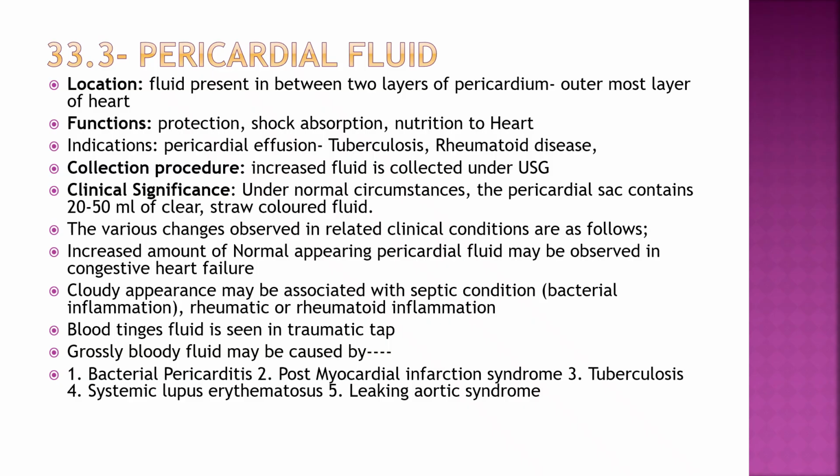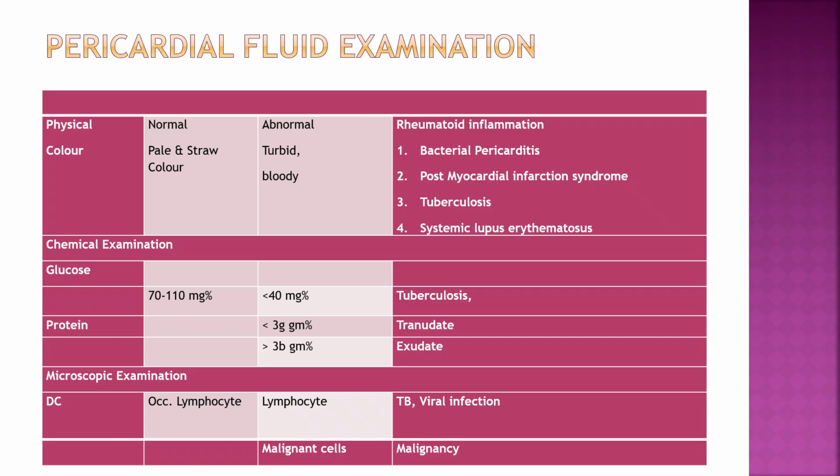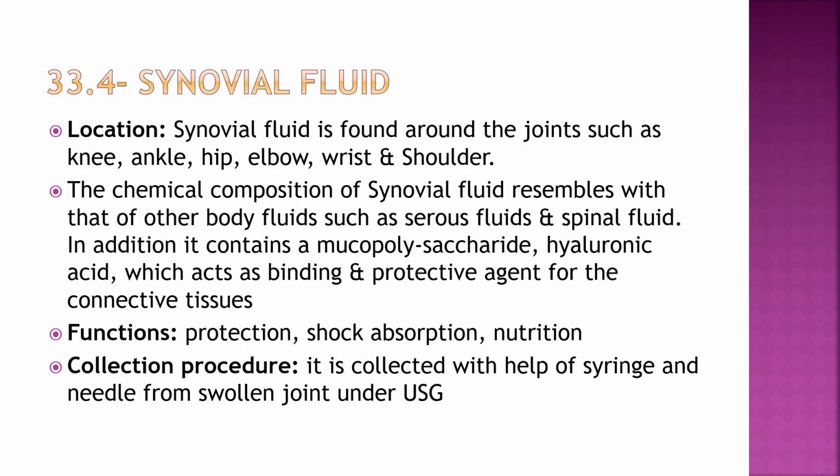Clinical significance: an increased amount is seen in congestive heart failure; cloudy appearance is seen with bacterial inflammation or rheumatoid inflammation; blood is seen because of a traumatic tap; and grossly bloody fluid may be because of bacterial pericarditis, post-myocardial infarction syndrome, tuberculosis, SLE, or leaking aortic syndrome. Pericardial fluid routine examination: physical examination, color; chemical examination, glucose, protein; microscopic examination, differential leukocyte count.